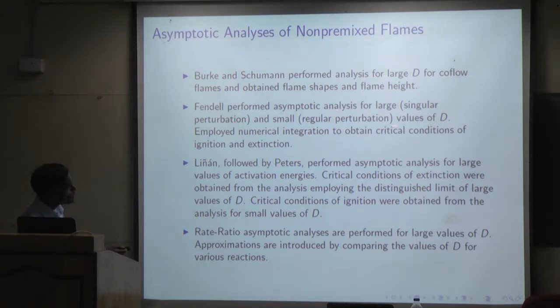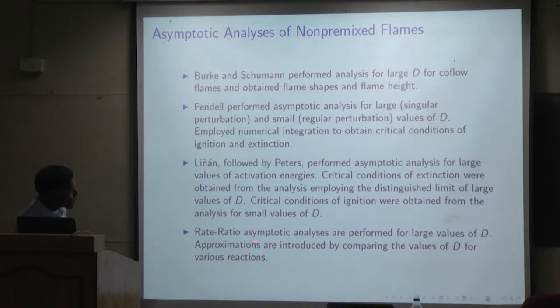Since this was a large Damköhler number analysis, in the same way, Fendell cannot predict ignition or extinction. This was followed by Liñán and Peters, who performed the asymptotic analysis for large values of the activation energy. So this is activation energy asymptotics, and again, as I illustrated before, to get ignition and extinction phenomena, you must have large activation energy. And then it was possible to predict critical conditions of ignition as well as extinction, right?